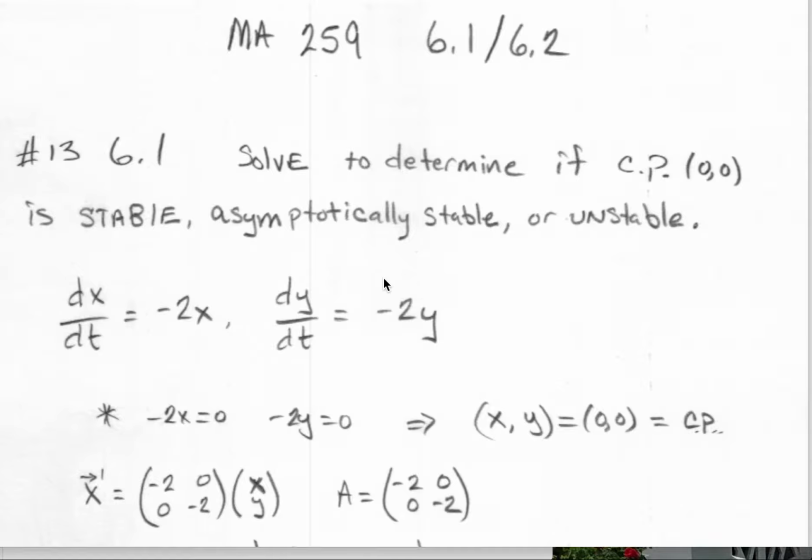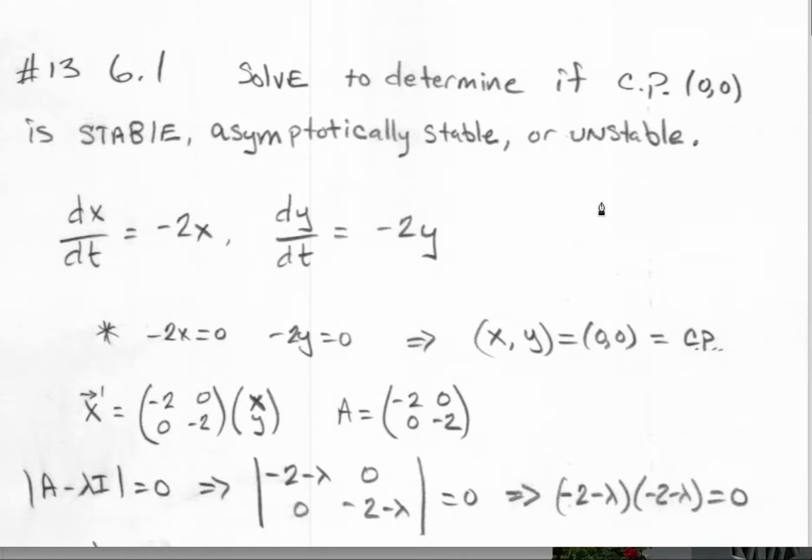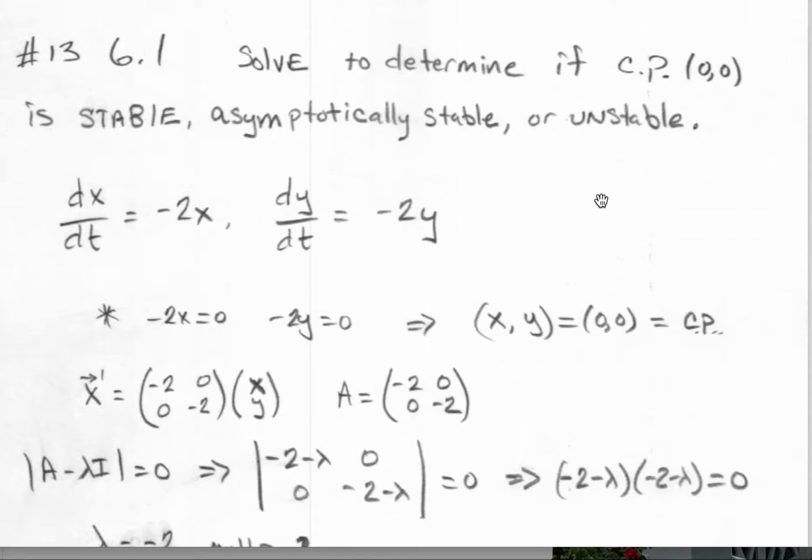This is really part B of that assignment we started already. What I wanted to point out here was in 6.1, question number 13, and the next several questions. They ask us to solve the system of differential equations and determine if the critical point, 0, 0, is stable, asymptotically stable, or unstable. I've actually done that. I'm not going to ask you to do it, but we're going to use the techniques in section 6.2 to answer these same questions.